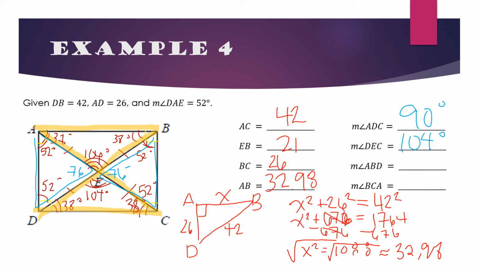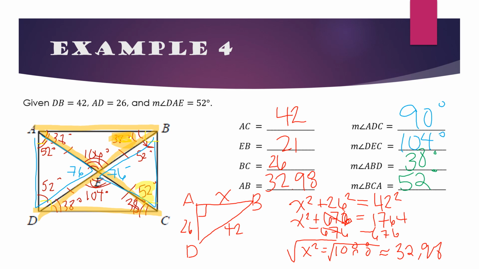ABD is one of those angles we found at the beginning. That is the angle that's 38 degrees right here. And then finally, angle BCA would be this angle right here, and that is 52 degrees. I know that's a lot to take in. We found every possible side we could and every possible angle that we could.